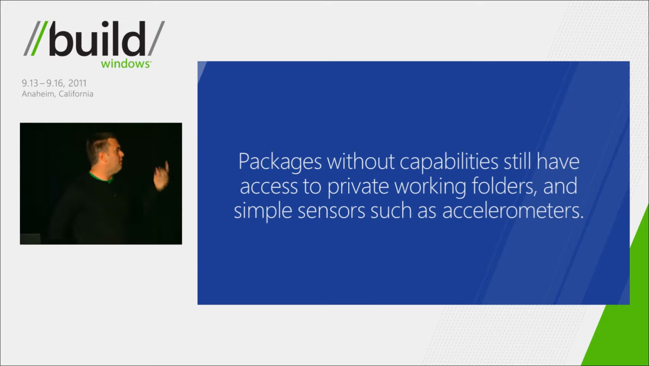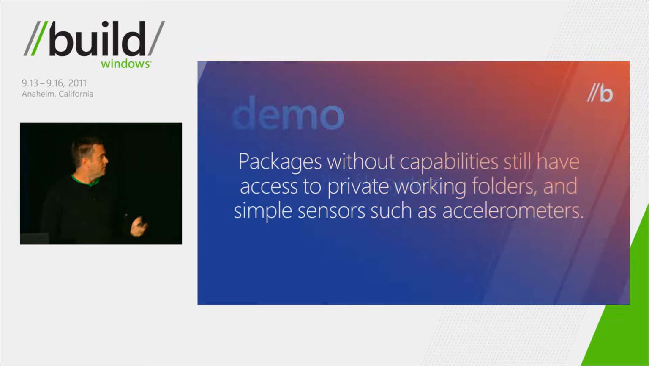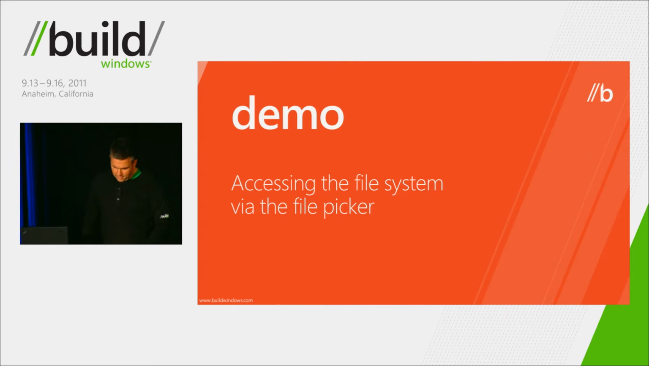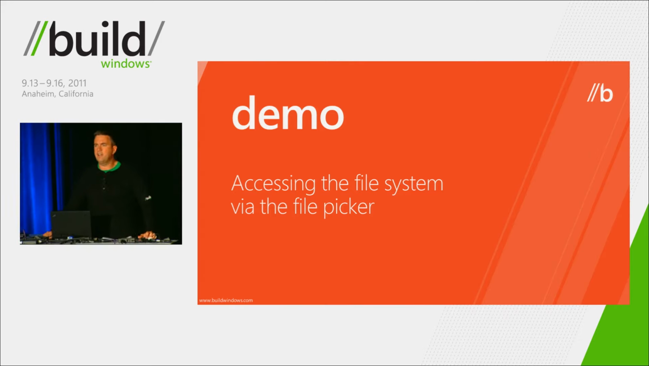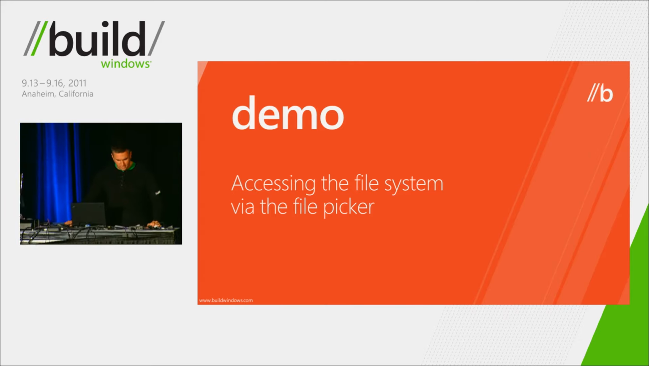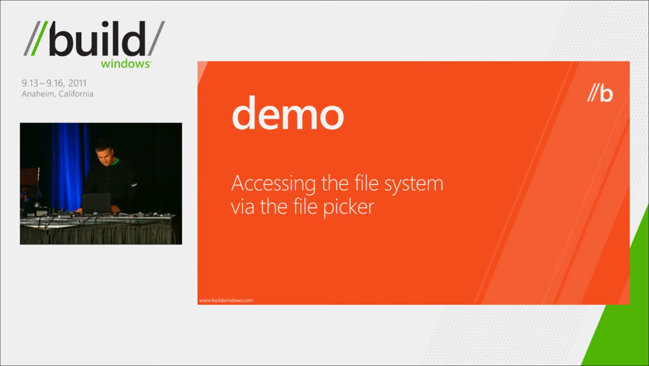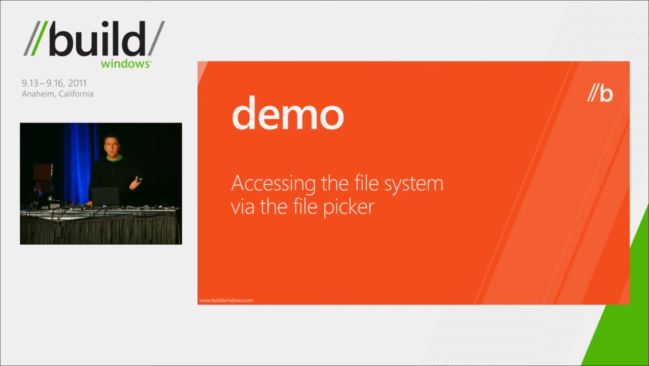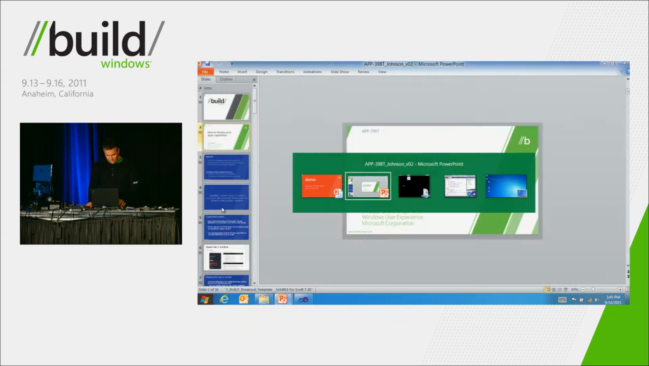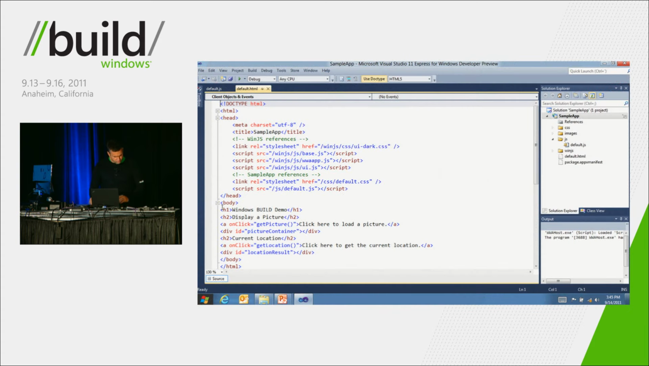And as I said before, many apps can be built without them, and ideally, we've designed the system for you to be able to do that as easily as possible. So with that in mind, let's begin the demo by looking at how you can access the file system without declaring any additional capabilities. So for the purposes of this demo, we're going to assume we're building a web app that wants the user to give us a picture that we're going to display on one of the pages of our app. So let's go over to Visual Studio here.